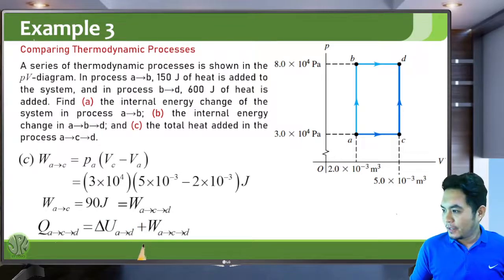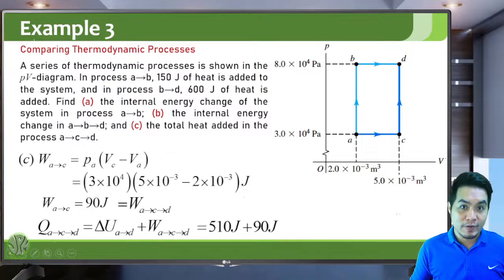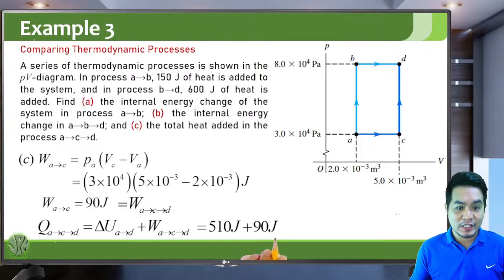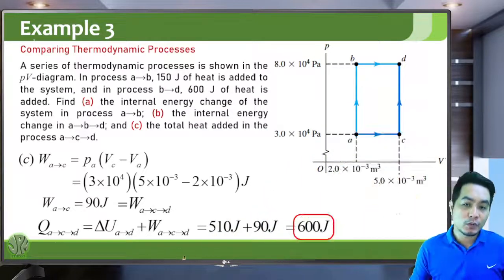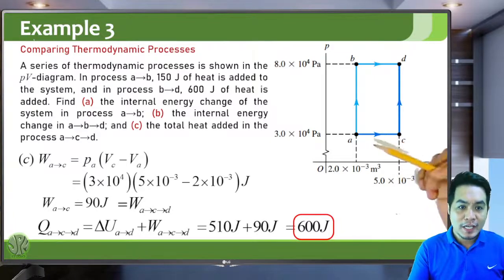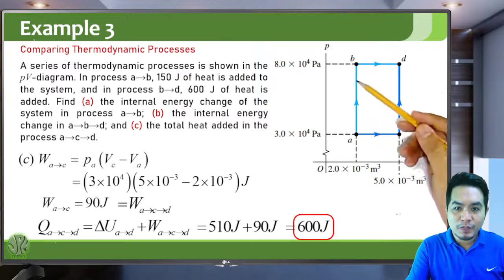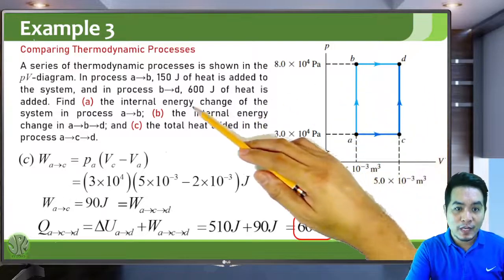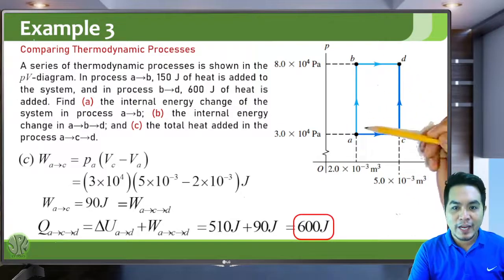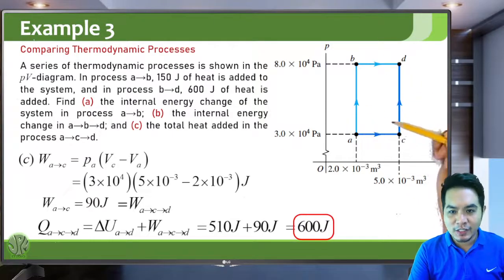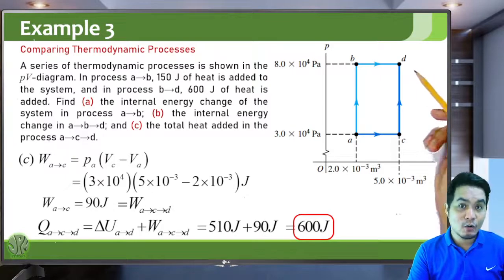So therefore, the heat absorbed by the system is just the change in internal energy from A to D, which we have obtained in letter B, 510 joules, plus the work done from A to C to D, which is 90 joules, and we get the heat absorbed in the process A to C to D to be equal to 600 joules. So take note, it's very different. In the process A to B to D, the total heat absorbed is actually 150 plus 600. That's actually 750 joules from A to B to D. But in A to C to D, the heat absorbed is only 600 joules.